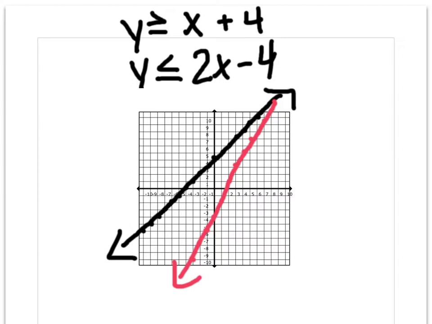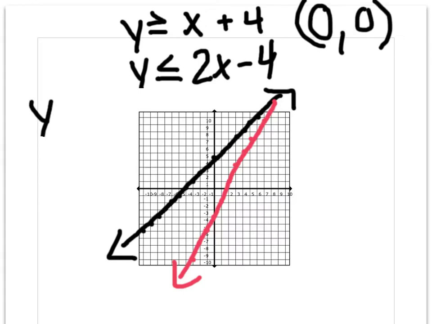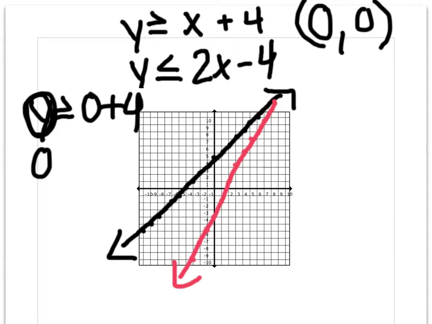Now we're looking for a point that satisfies y is greater than or equal to x plus 4, so we could plug in 0, 0. So we would have y is greater than, this should be 0, is greater than or equal to 0 plus 4. So that's saying 0 is greater than or equal to 4, which we know is not true. So we shade the side that 0, 0 is not on.